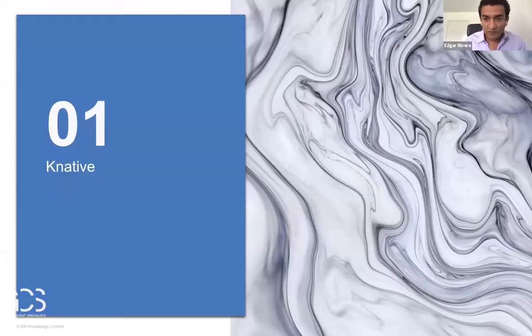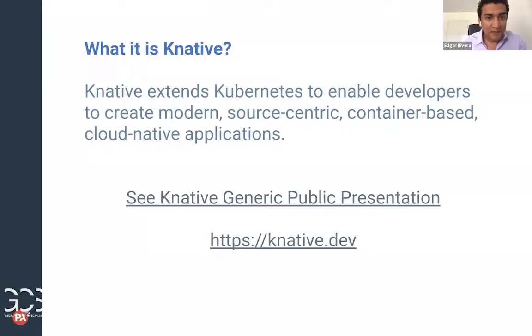Good. So before talking about Cloud Run, I'm gonna do a very quick introduction to Knative. I don't want to focus too much on Knative because the purpose of this is to see how Cloud Run implements Knative. But Knative, for those who don't know, basically extends Kubernetes capabilities, and enables developers, DevOps, and companies to develop or deploy modern applications that are container-based, okay?